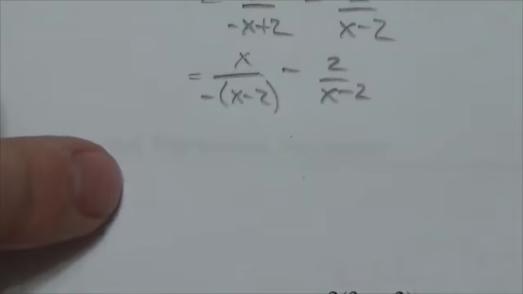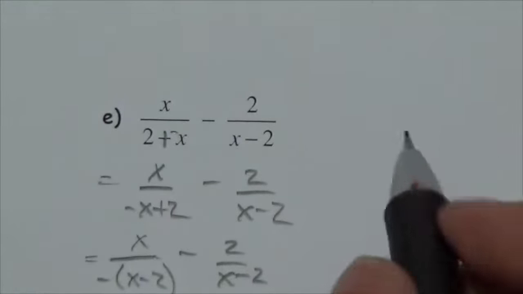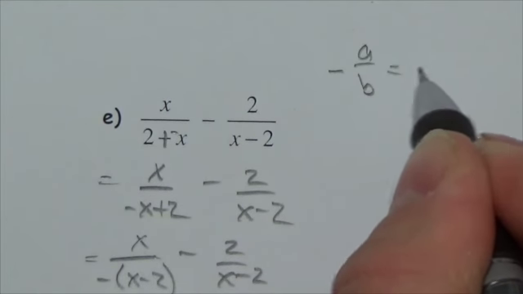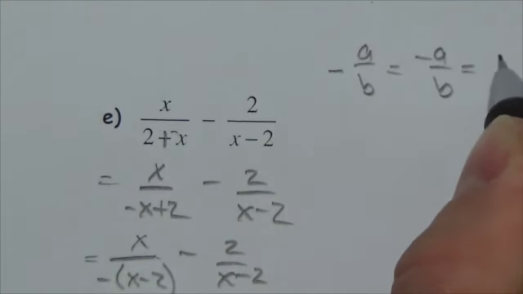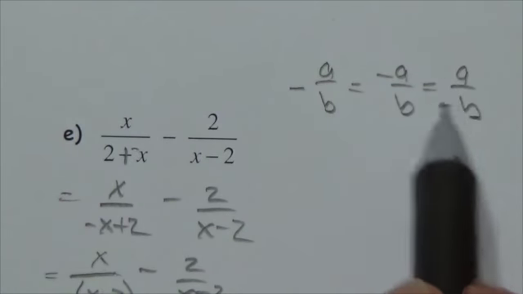Okay? And finally, I can move it, because I have freedom here. Okay, remember how this works. If you've got negative a over b, that's the same as negative a over b, which is the same as a over negative b. It's just that you would seldom write it like this with a negative in the bottom.